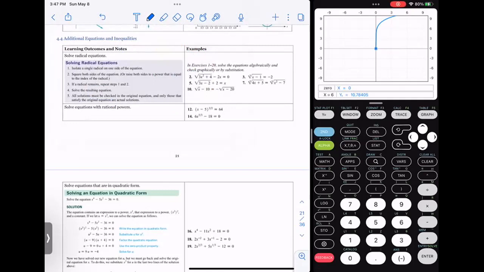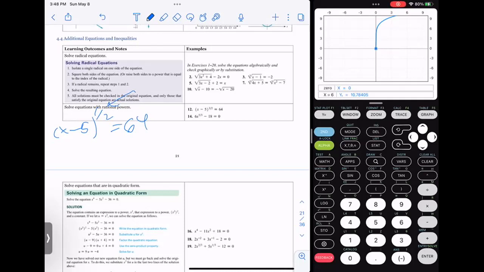Solve equations with rational powers. So we have x minus the quantity x minus 5 to the 1/2 is 64. I want to express this in radicals for this equation. So any idea what we should do first? What should we get rid of first? We want to get x by itself, right? What do we need to get rid of first? I want to get rid of this 1/2 here.